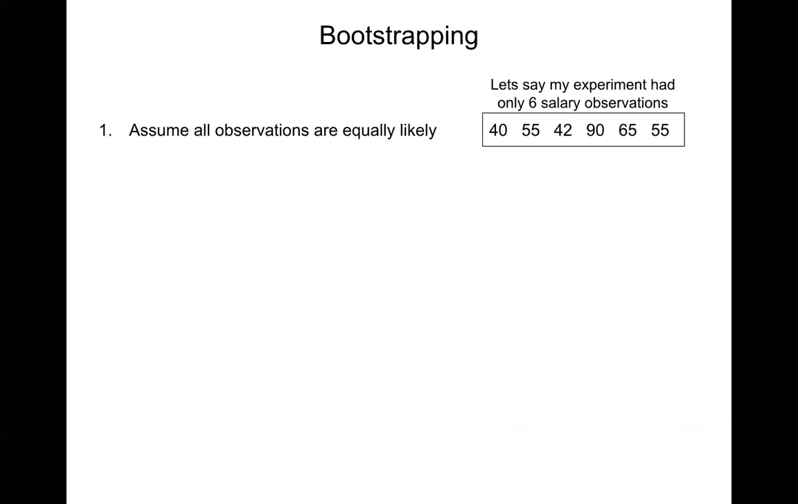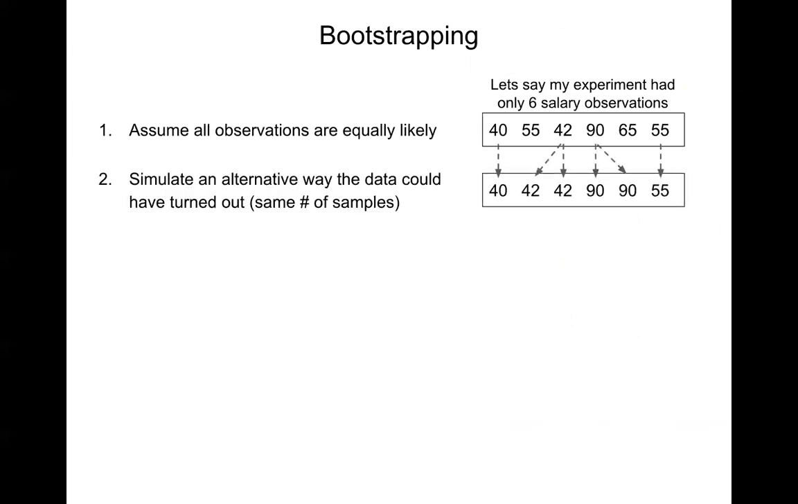To rerun your experiment, you would assume all of them are equally likely and just randomly pick, like a die. You roll that die 6 times and record the numbers. So let's say you got 40, you happen to get 42 twice, you happen to get 90 twice, and you got 50, but you didn't get 55 or 65. So you're basically assuming this is a pretty good sense of what my population data look like. If I run my experiment, it might have turned out this way.